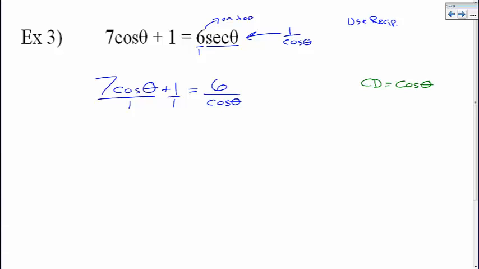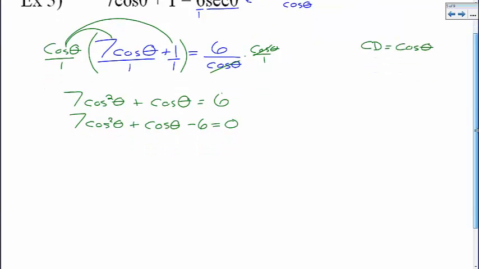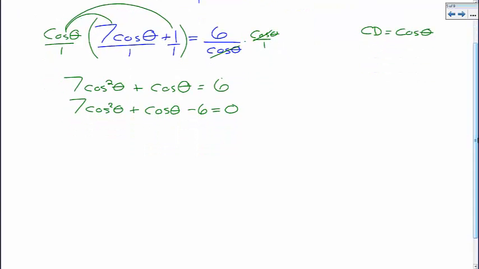We need to multiply all the terms by a common denominator, in this case cosine of theta. I multiply both sides by the cosine theta, remembering to distribute to both terms on the left side. If I have distributed correctly, I should come out to 7 cosine of theta squared plus cosine of theta equal to 6. Some of you are saying, well, where did the 6 come from? Well, the cosine of thetas cancel each other out when you multiply through. Now I'm going to subtract that 6 from both sides, so I can set my equation equal to 0, and now I'm ready to factor.